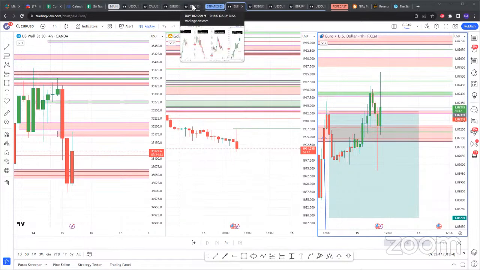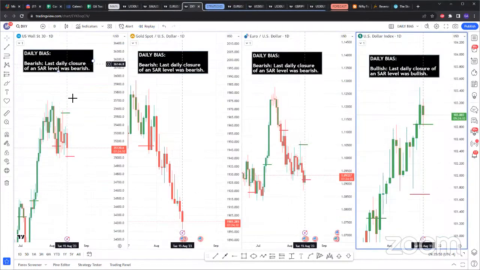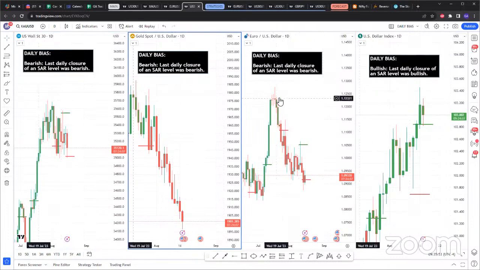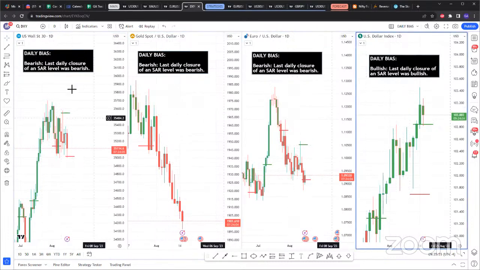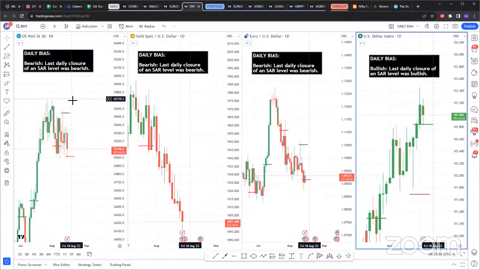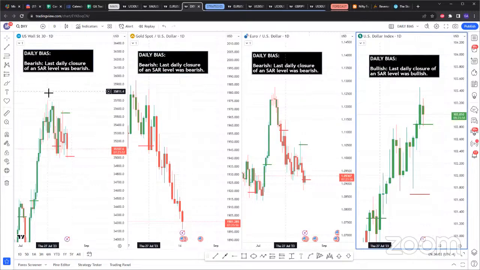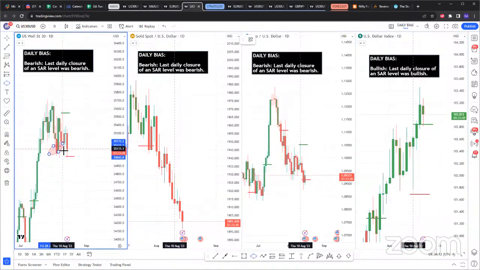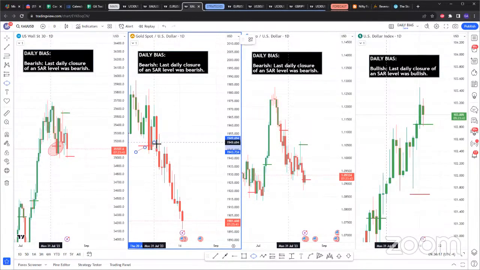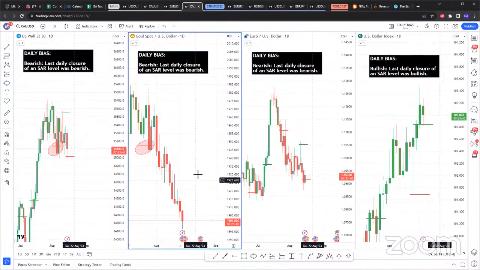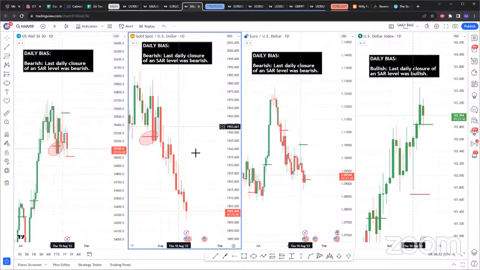To begin the day, I always look at US 30, gold, EU, and the dollar on the daily time frame. This is what gives me my bias for every day. On the daily for US 30, gold, and EU, for the last number of days my bias has been a sell bias, because the last SAR region to be closed was a sell region for US 30. The last SAR for the daily to close was a sell on gold, so I've just been taking sells this whole time on gold, same thing as US 30.